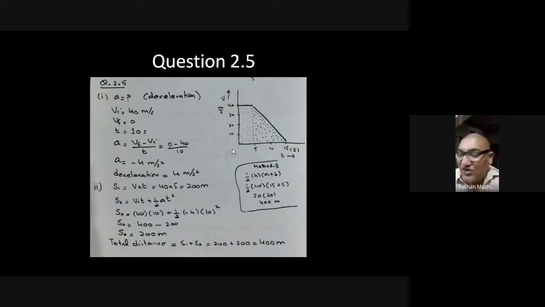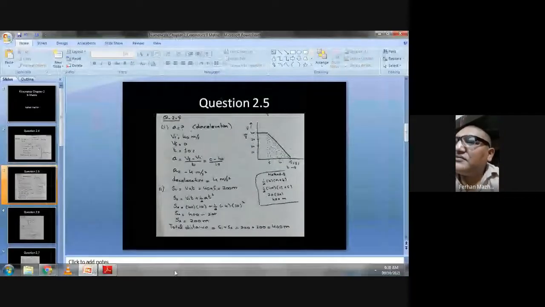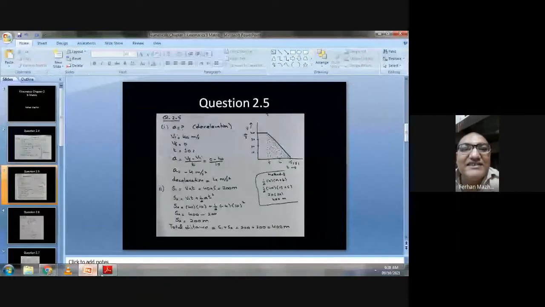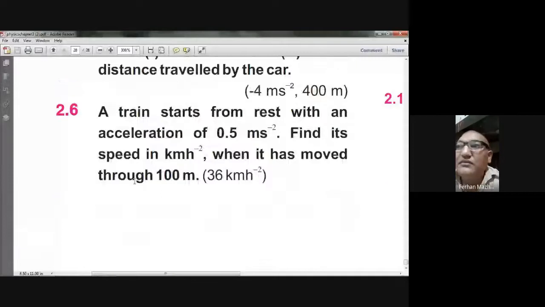What do you say? Do you understand? Yes. Okay. They are little heavy questions. I know that, but we have to do them. They're not that easy, even to understand. They are heavy.